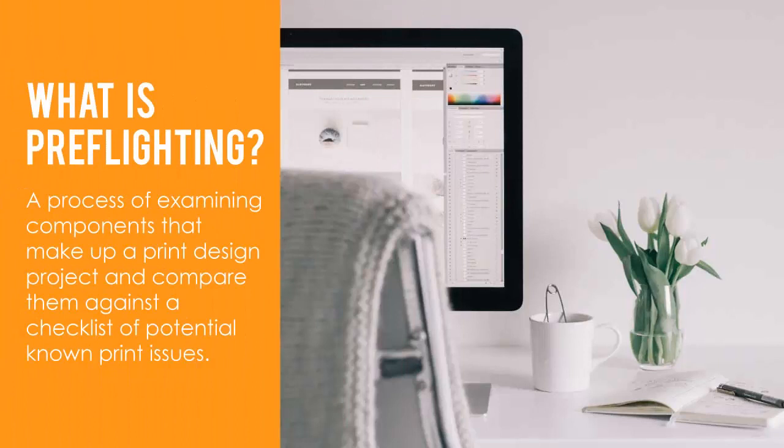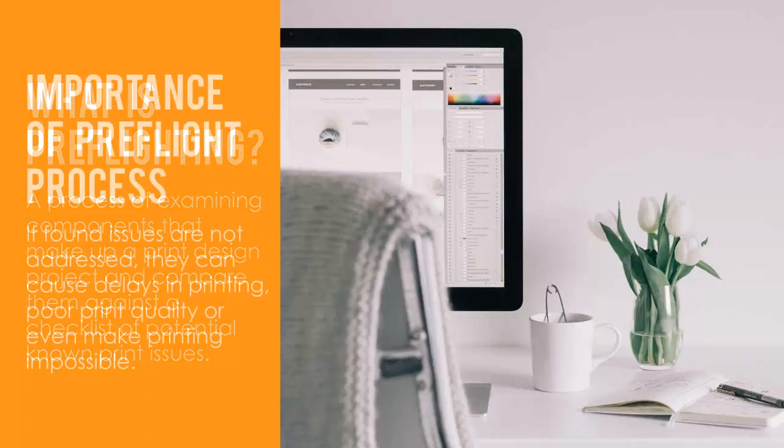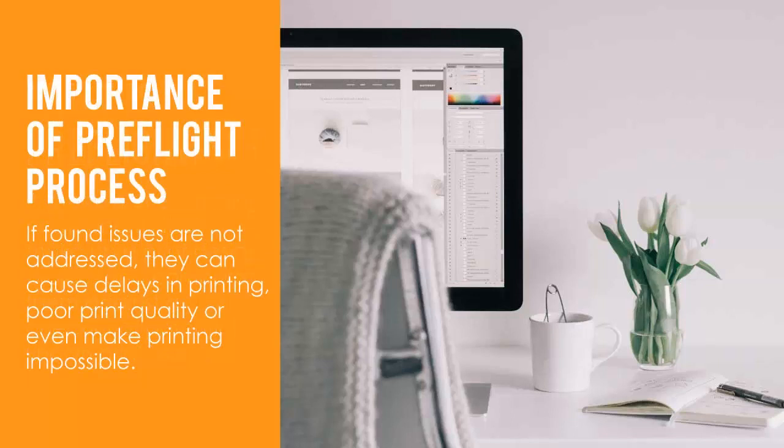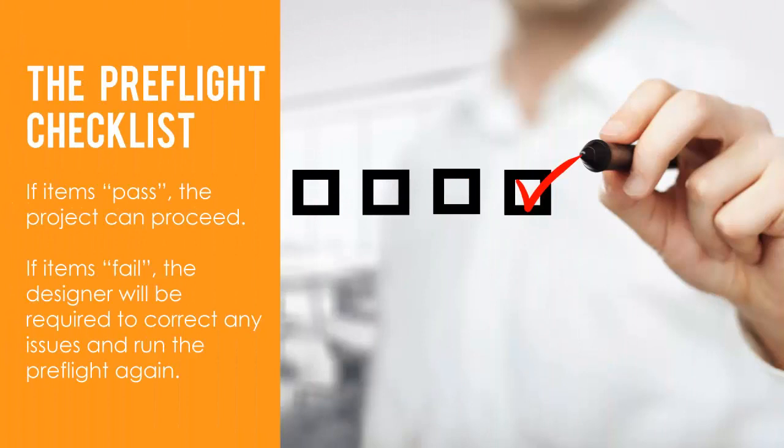Pre-flighting for print production is a process where the graphic designer will examine all the components that make up the project and compare them against a checklist of potential known issues. These issues, if not addressed, can cause delays in printing, result in poor print quality, or even make printing impossible. During pre-flight, if items pass the checklist, the project can move on to package and delivery. If items fail, the designer will be required to correct any issues and run the pre-flight again.